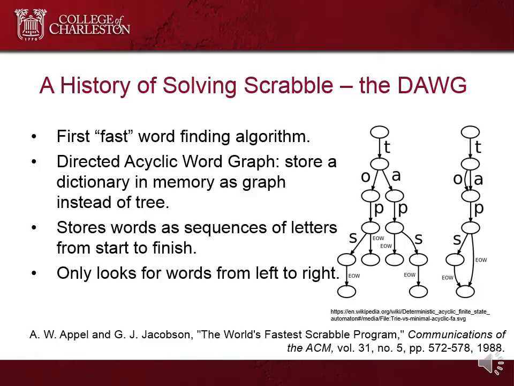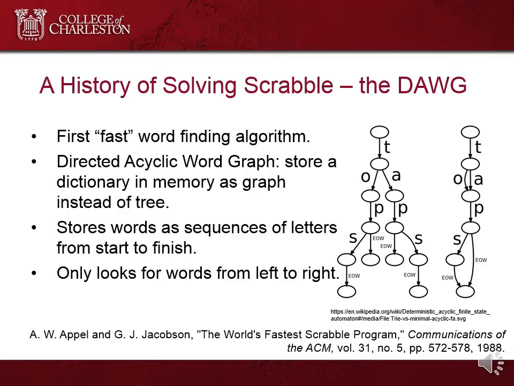In order to understand how I might write a program to play Bananagrams, I needed to understand how other people used computers to play Scrabble. The DAWG, or Directed Acyclic Word Graph, is the first fast word-finding algorithm and is the preferred data structure for storing word lists in contemporary Scrabble AIs.